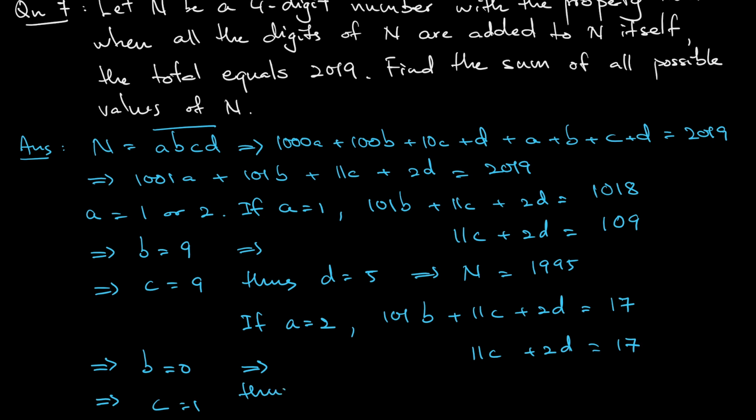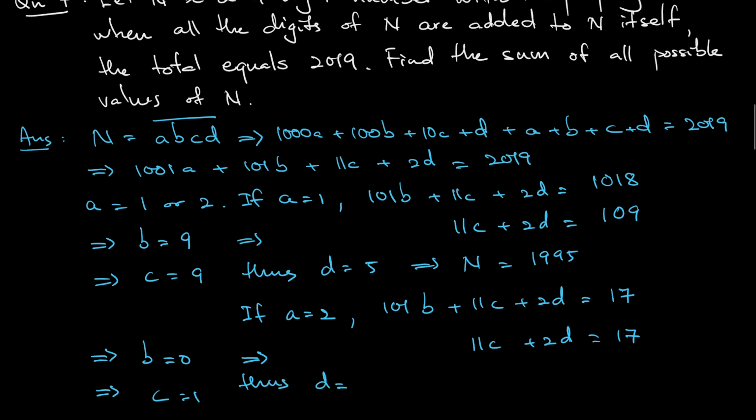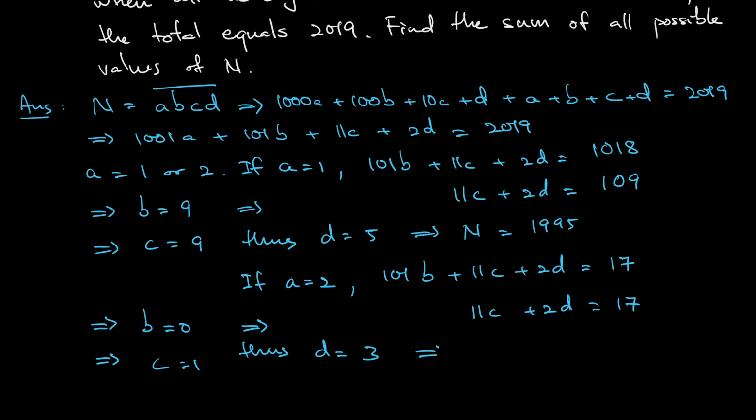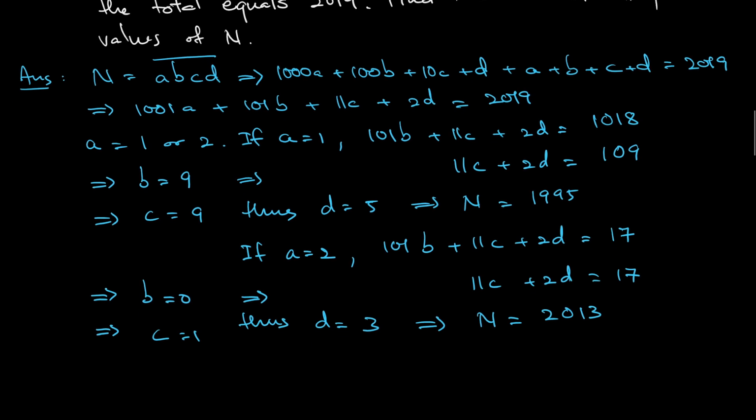Thus, D is 3, which means that the value of n is 2013. So there are two possible values of n, 1995 and 2013. The question asks us to find the sum of these possible values. So hence 1995 plus 2013. So the final answer is 4008.